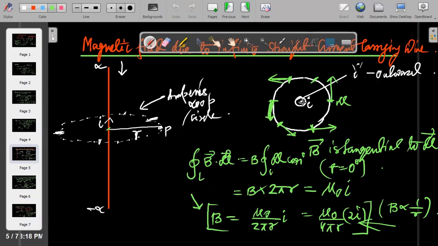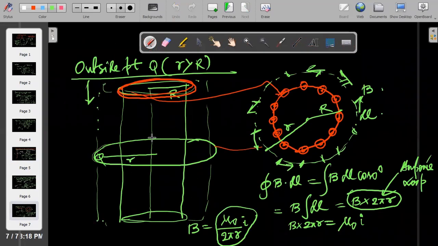Look here, the current is at the center only, right? But here the current is not in the center. It is at the surface. But looking at this expression, it looks like the current is at the center. What we have discussed in Gauss law applications also. Please recall, it is looking like a point charge.